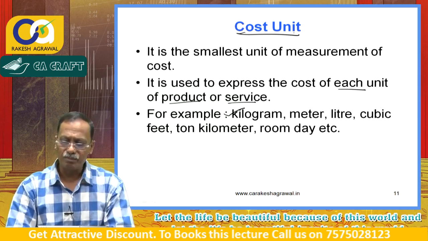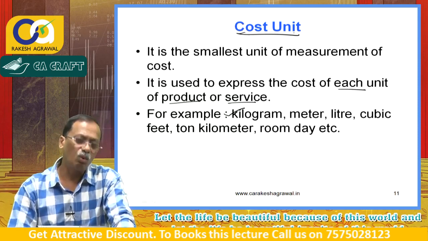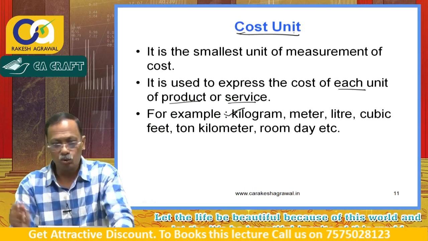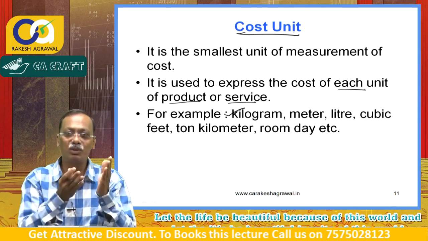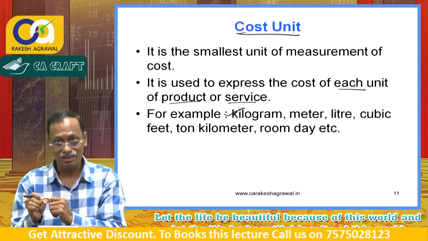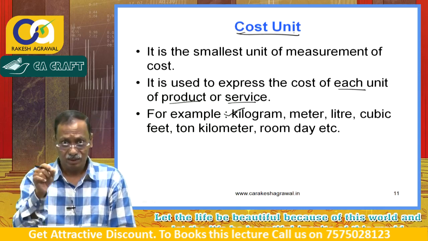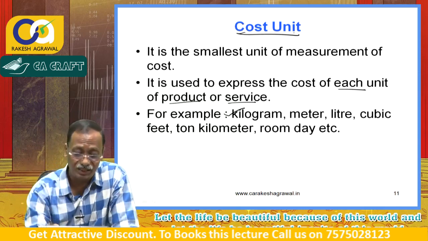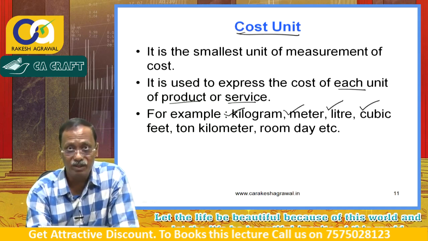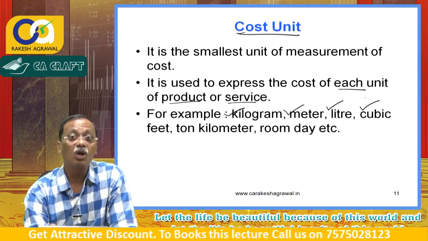If I am a manufacturer and I just say my cost is rupees 2,800, what will you understand by 2,800? I am not using the cost unit. 2,800 is okay, but what? So I should say 2,800 per 100 kg bag of sugar. Then it makes sense. So 2,800 per bag, that one bag is a cost unit. Then only it makes sense. Like cost per kg, cost per meter, it could be cost per liter, it could be cost per cubic feet. Cubic feet is used for gases, for wood, right? So these are examples of cost unit.